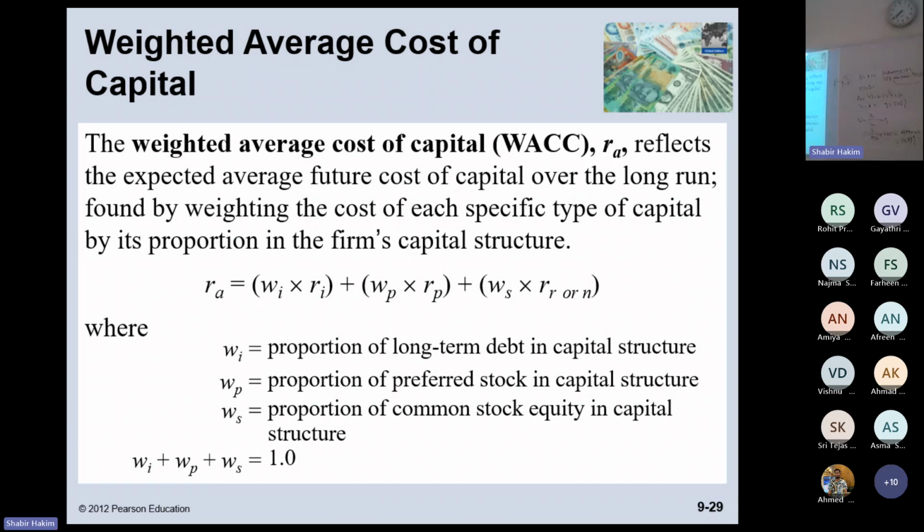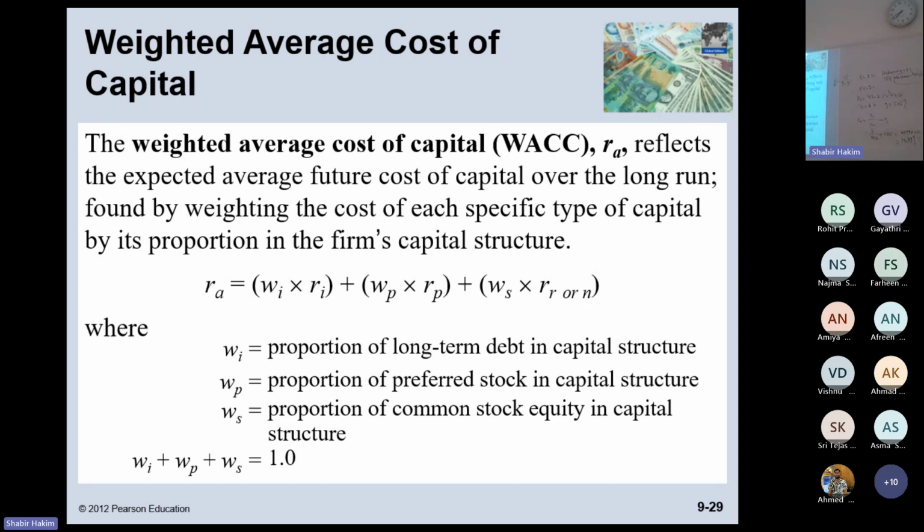And where do you find capital structure? In the balance sheet. Look at the long-term debt, the total equity, and the preferred stock, add those up, and then see the proportional contribution coming from these sources. That is how we can find the weight of each component of capital. So here, WACC, weighted average cost of capital, is equal to WI for the debt times RI. Remember, it has to be the after-tax cost of debt, not pre-tax.